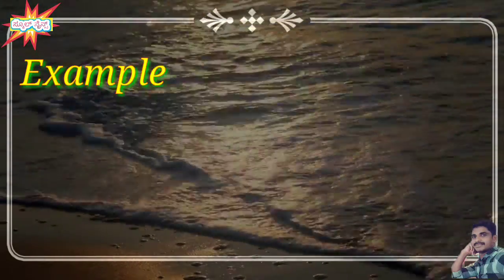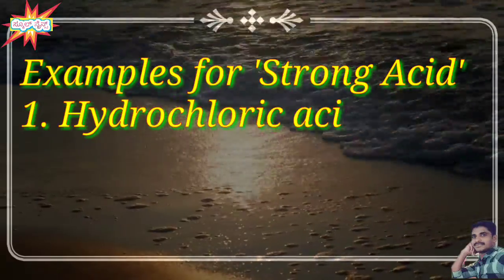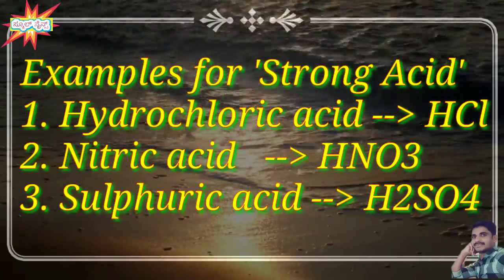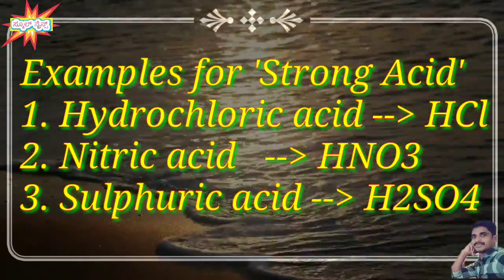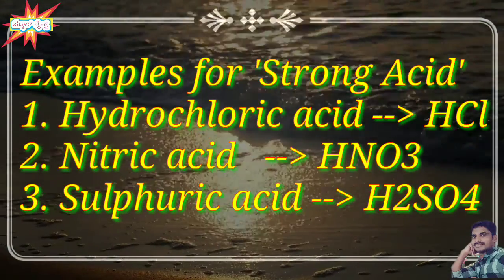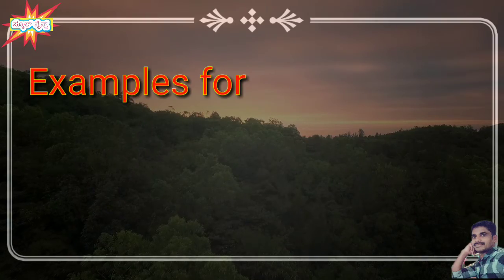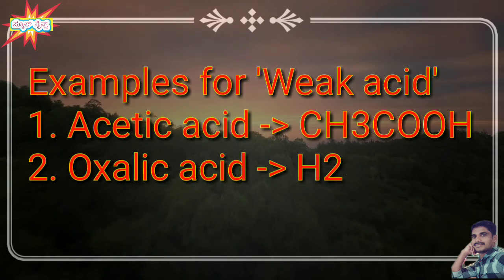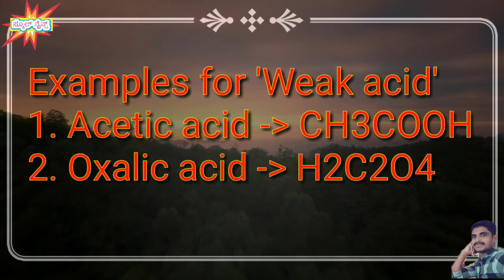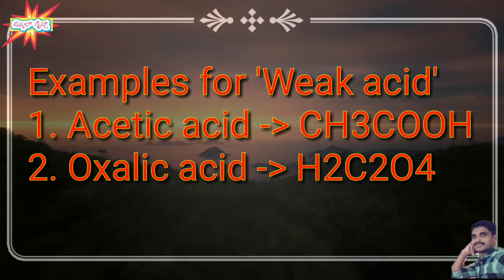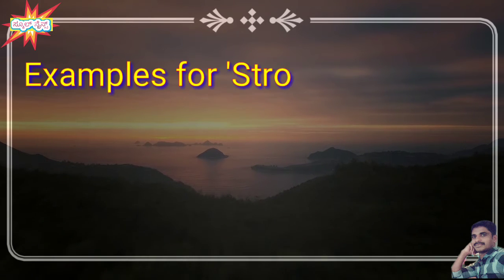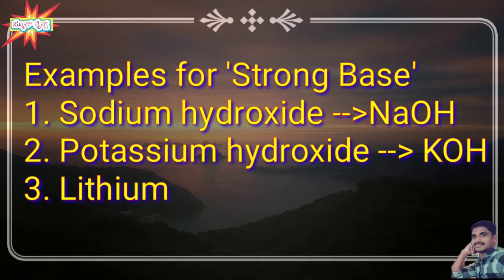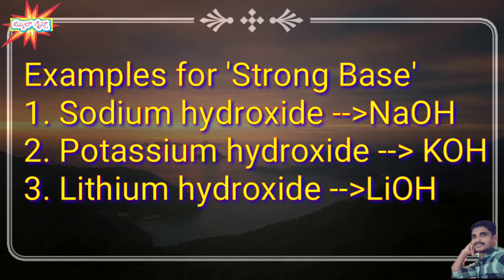Let me give examples for strong acids: HCl, hydrochloric acid; nitric acid, HNO3; sulfuric acid, H2SO4. These are the important strong acids. Next, examples for weak acids: acetic acid, CH3COOH; oxalic acid, C2H2O4 or H2C2O4. Next, examples for strong bases: as we know, sodium hydroxide, NaOH; KOH, potassium hydroxide; lithium hydroxide, LiOH, etc.